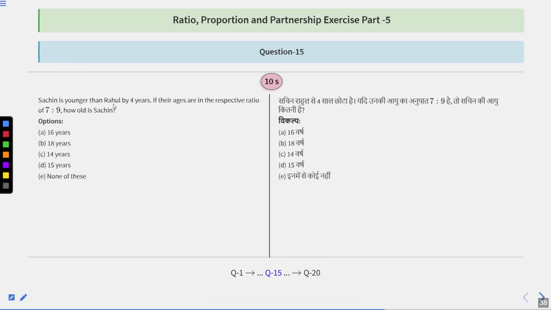Sachin is younger than Rahul by 4 years. If their ages are in the respective ratio of 7:9, how old is Sachin? You have 5 options and 10 seconds to analyze the question. Your time starts now. Now time's up. Let's see the solution.